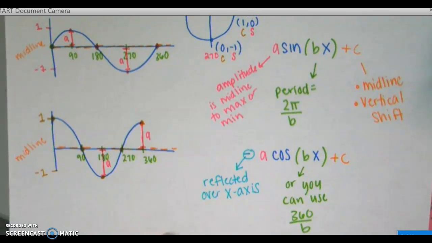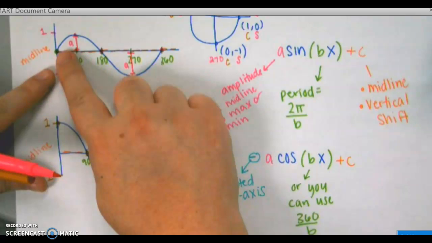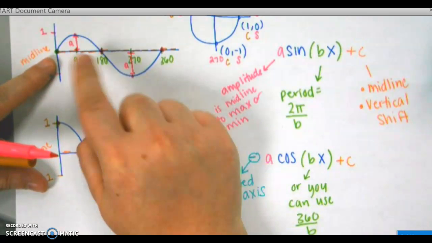Typically, it goes up to 360. That's the parent function, 1 full cycle. Every full cycle is called a period. So with a sine wave, you're looking for this wave specifically.